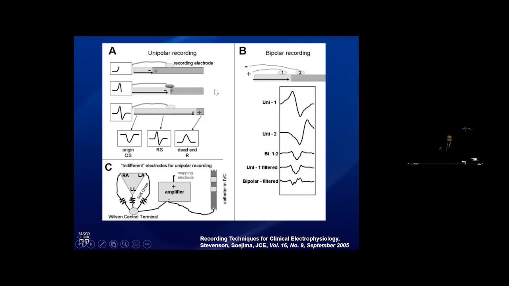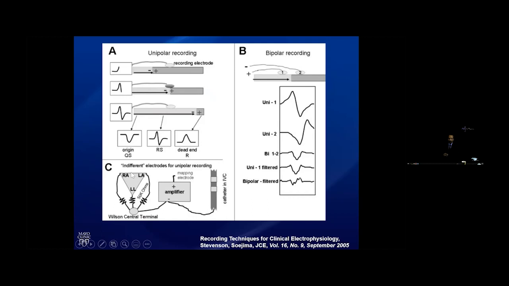Then that unipolar recording becomes like a probe that you can move around to try to understand the arrhythmia. So the basic principle is unipolar recordings are going to give you a very good idea of how far away you are from the source. So how far away from the source?